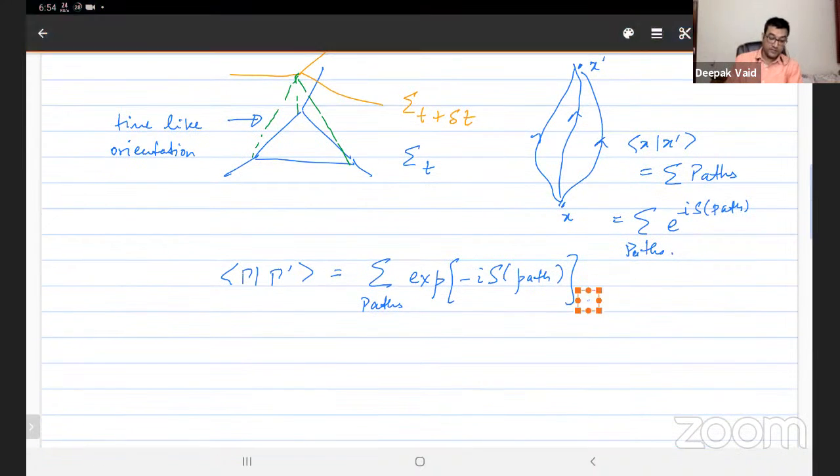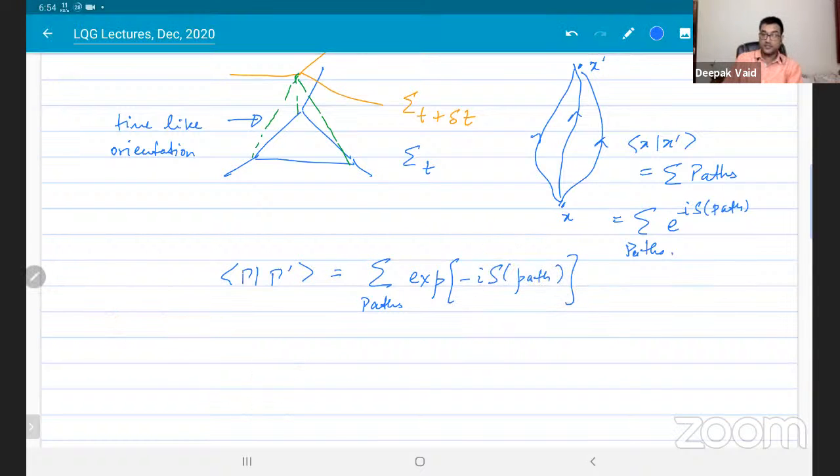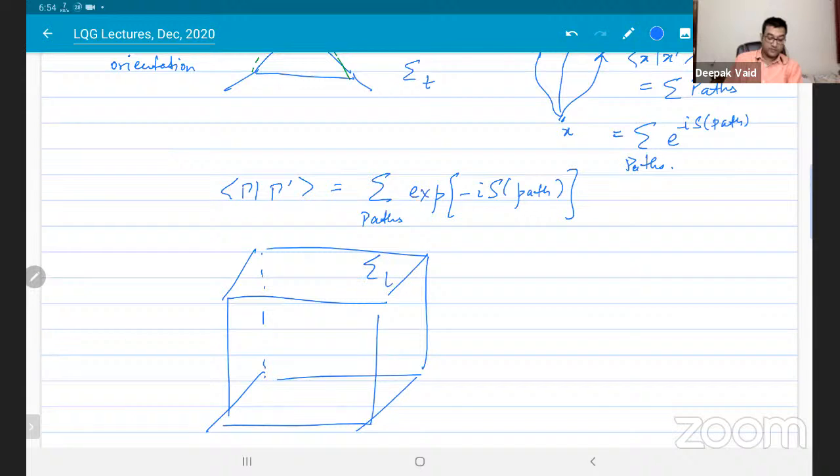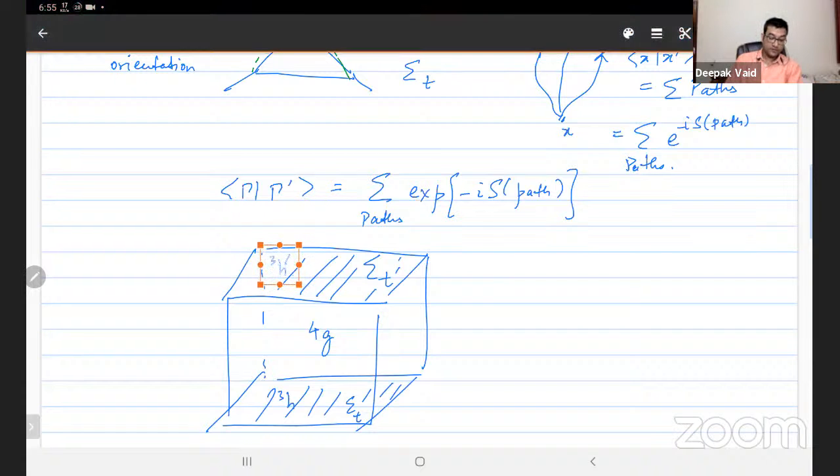Okay. So the question is what is this action that is defined with a quote unquote graph, with a quote unquote path? You're looking at two different geometries, one at the final surface and one at the initial surface. A single path corresponds to a single bulk geometry, such that the spatial boundary in the past and the spatial boundary in the future are the geometries on sigma t and sigma t prime respectively.